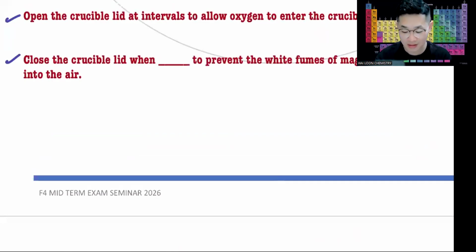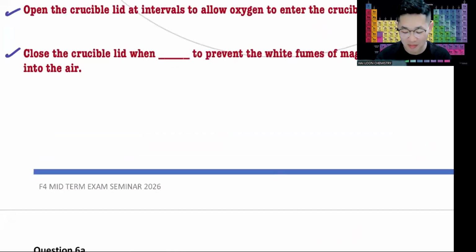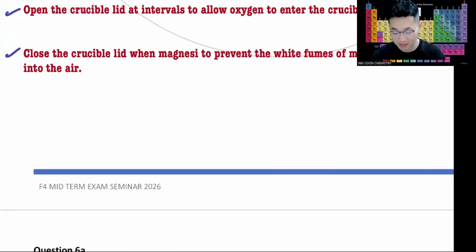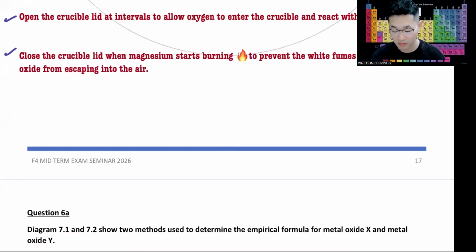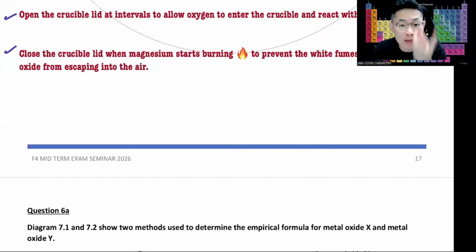When magnesium starts burning. So when it starts burning, when you see the flame got fire already, then close. Then maybe like 5 seconds later, you open a bit and see, got fire again, close. Then 5 seconds later, open, got fire again, close. Like that.